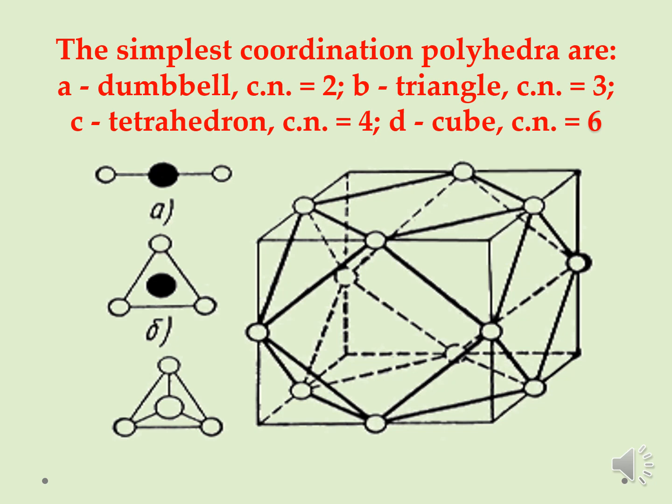Here you can see the simplest coordination polyhedron, for example, a dumbbell. Coordination number equal to 3 is a triangle. Coordination number is 3. Here you can see 1, 2, 3. Below is a tetrahedron, coordination number is 4. 1, 2, 3, 4. And this polyhedron is a bit more complicated. It is a cube. Coordination number is 6.